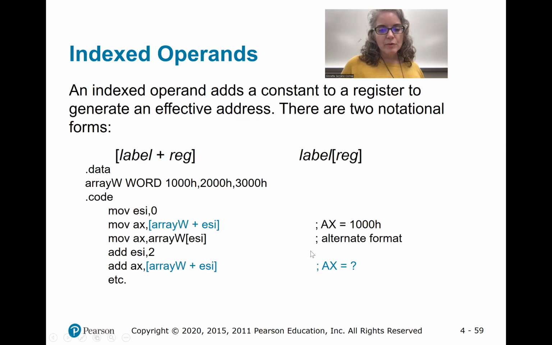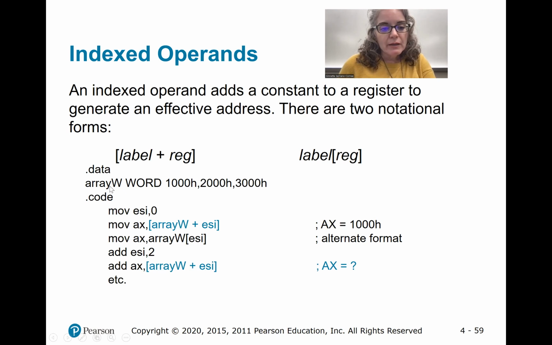All right, indexed operands. An index operand adds a constant to a register to generate an effective address. Effective address just means it gives you an address where a variable lives. Okay, so it gives you FFE0 or FFE2. And so you're just adding a constant. So you're saying like FFE0 plus 2 or FFE0 plus 5.